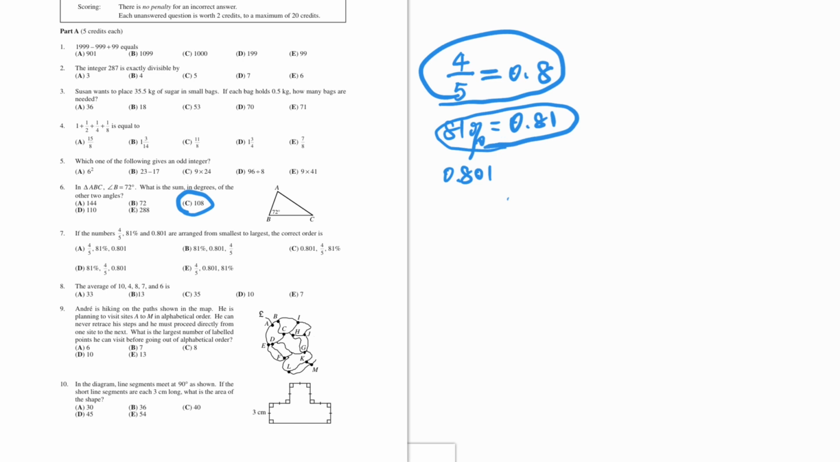So the order is 4/5, then 0.801, then 81%. So the answer is E.